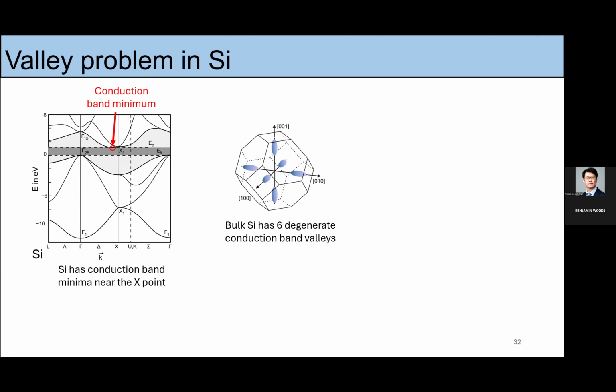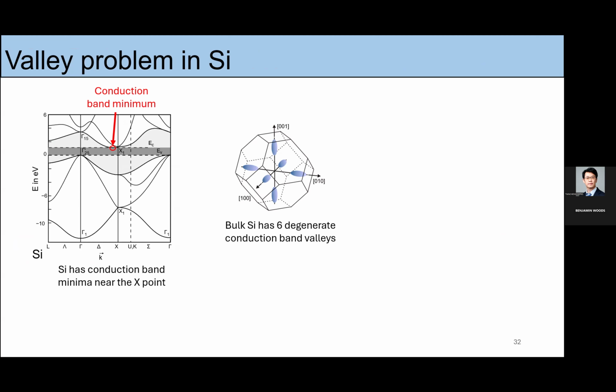Mark started talking about this a little bit in the question session, but why do you think that having this extra valley degeneracy might be a bad thing? What could go wrong? Why might this ruin my spin qubit for me?